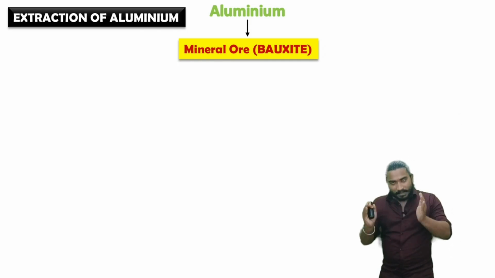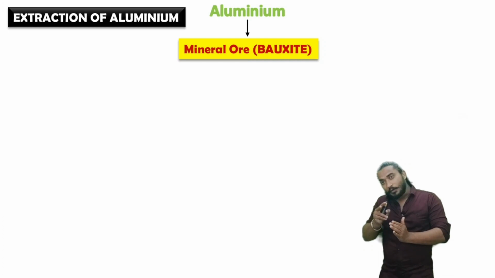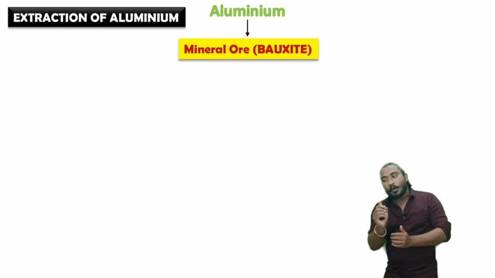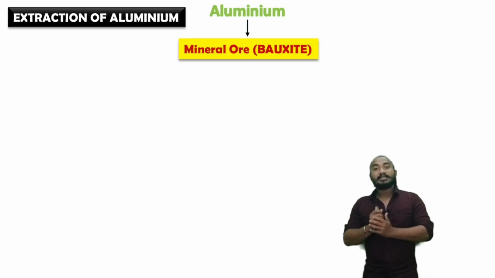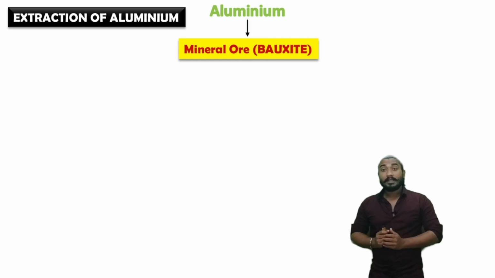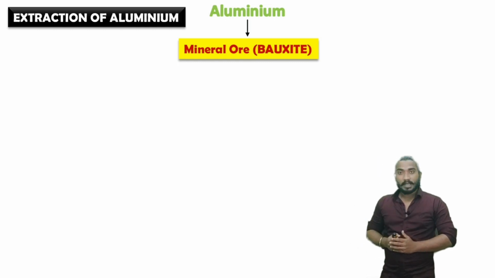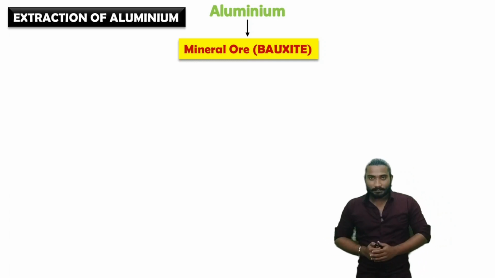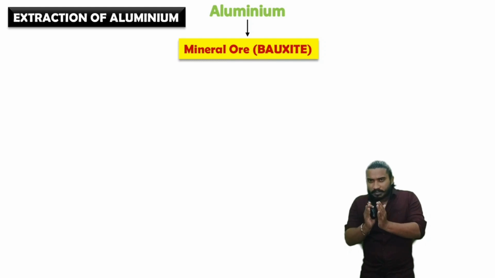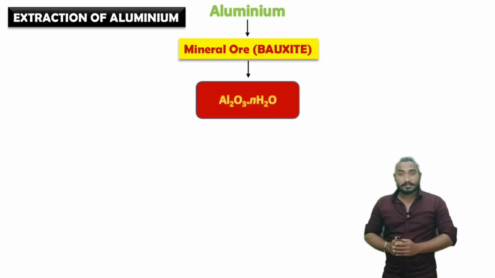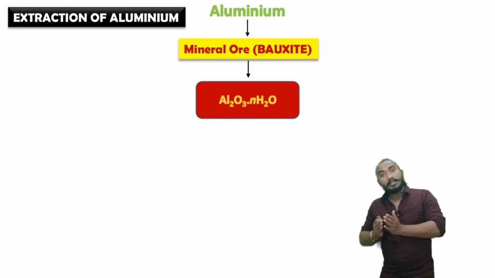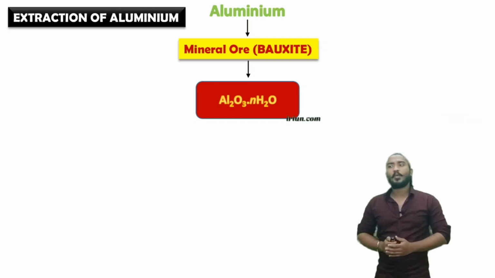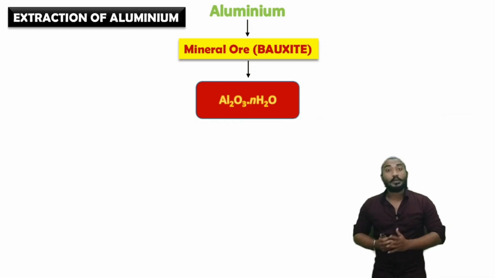Whenever you have a big formula, internally where you have two different small formulas, they are separated by using a dot in between. And why the variable n? Simple. The level of moisture keeps on changing, hence we have used the variable n. Now, this mineral bauxite has two different components. Let us understand what these two components are.